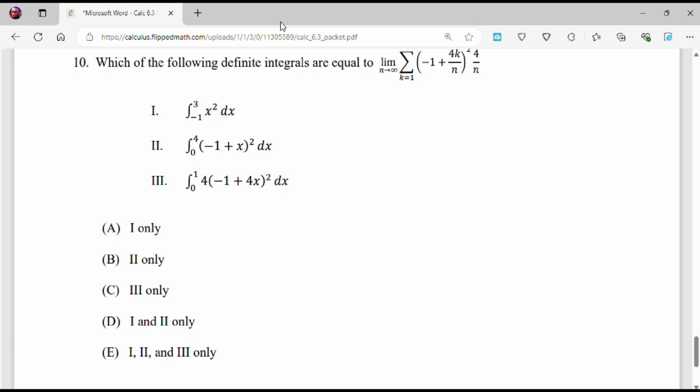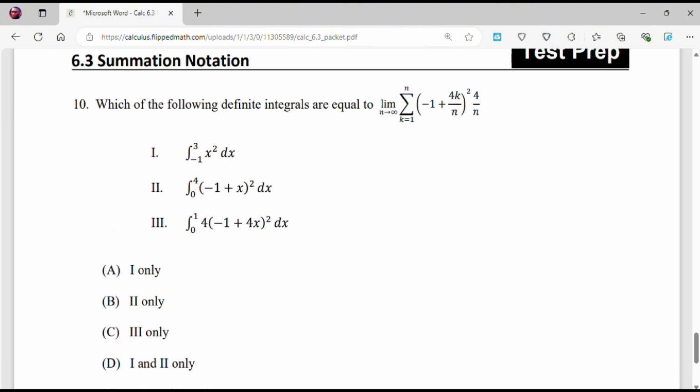All right. Last problem we have, which of the following definite integrals are equal to the limit as n approaches infinity of the sum from k equals 1 to n of negative 1 plus 4k over n, squared, times 4 over n. All right, so we know b minus a over n equals 4 over n. So b minus a equals 4. So let's look at all the answer choices and see if any of them don't equal 4.